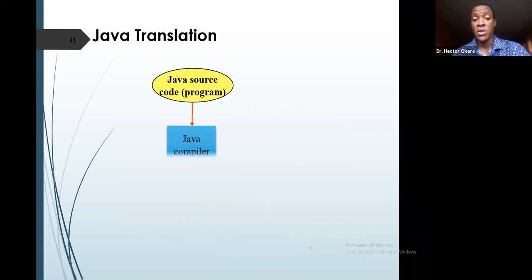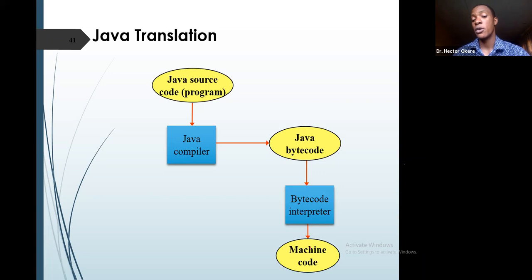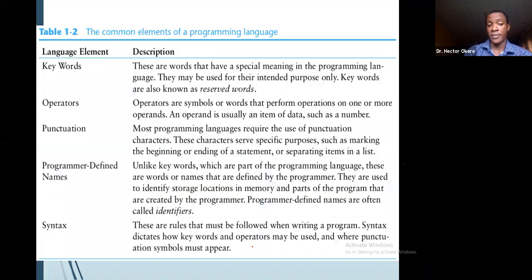So you see your Java source code will be compiled by the Java compiler, and you will get your byte code. Your byte code will now be interpreted by the bytecode interpreter, and then you get your machine code, which will now execute properly. After compiling your Java program into bytecode, this bytecode can be used on any computer that has an interpreter. And bytecode can be sent over the internet and used anywhere in the world. That is why Java is suitable for internet applications. That is why everyone is learning how to use Java.